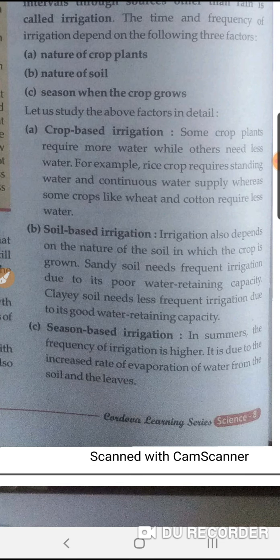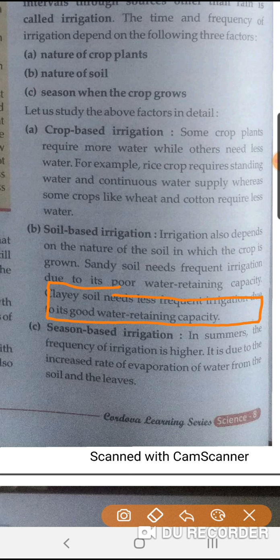Then soil based irrigation. The irrigation frequency also depends upon the soil. Why? Because as we all know that clay soil needs less frequent irrigation due to its water retaining capacity, and sandy soil needs frequent irrigation. In sandy soil, water gets absorbed very quickly and its water holding capacity is low. That's why we have to supply irrigation time to time very frequently, while in clay soil frequent irrigation is not required.